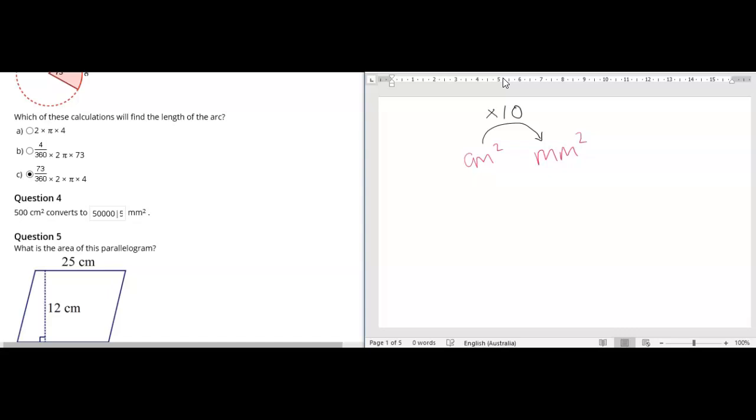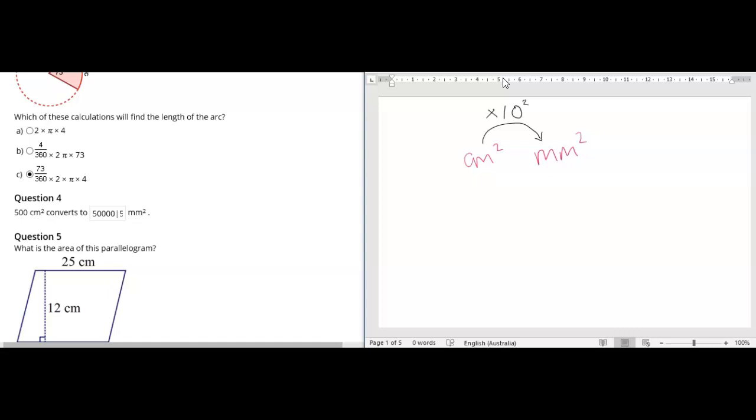And because we're dealing with area, we're multiplying by 10 squared. Okay, so just remember when you're dealing with length, then it would just be times 10. Here we're dealing with area, and that's indicated by the squared sign. And that's why we're multiplying by 10 squared. And then if you're doing volume, volume would be 10 cubed.